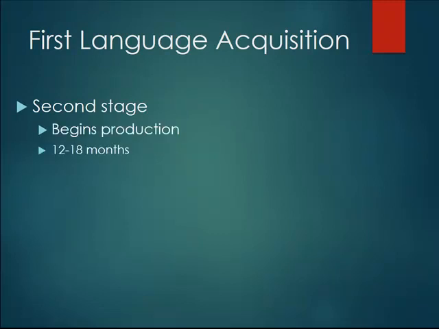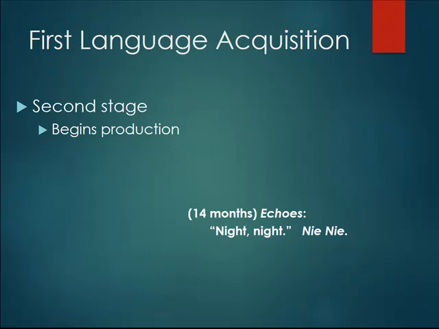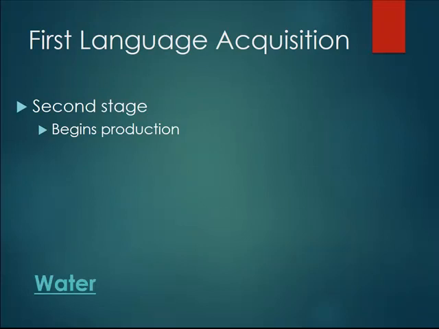In the second stage of language acquisition, children begin production. This stage is usually between 12 and 18 months. Here are some examples from about 14 months. You'll say, "Night night," and the toddler will say, "Night night," and pick up a phone and say, "Do," which in the case of my daughter meant hello, and so on.